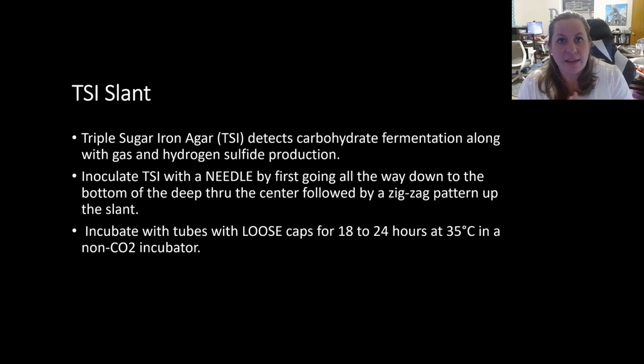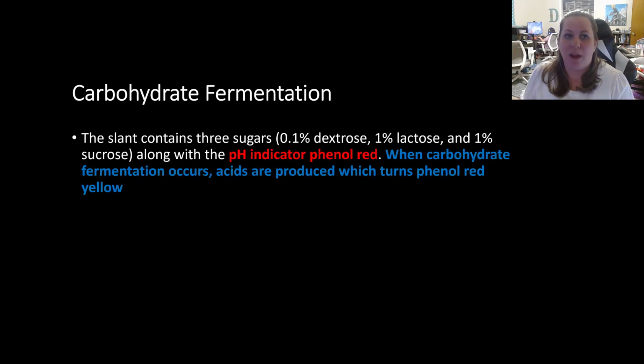So to inoculate the TSI, you're going to use a needle. You're going to collect a little bit of bacteria and you're going to do a deep stab, but as you come out, because this is going to be on a slant, you're going to zigzag it across the top. So we do the deep down and then zigzag across the top. We will also incubate these with a loose cap for anywhere between 18 to 24 hours.